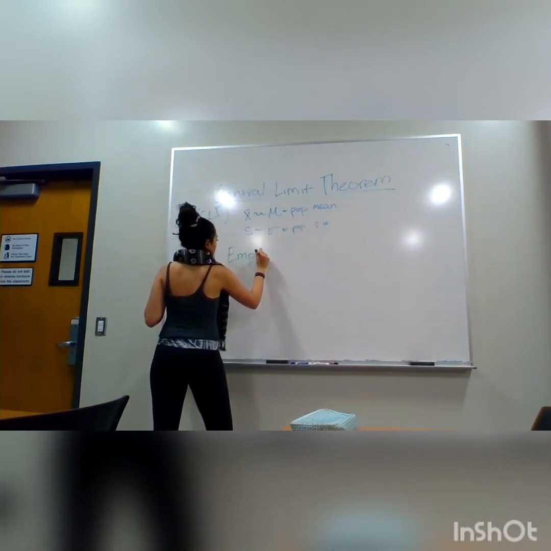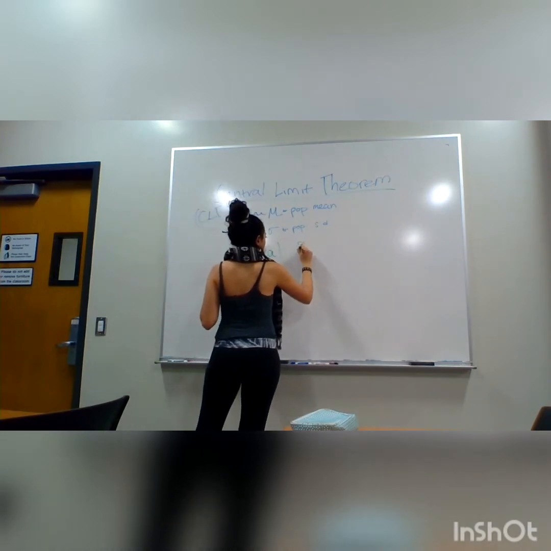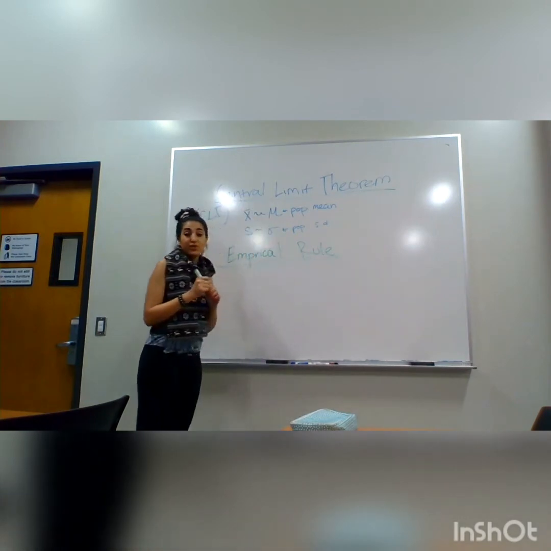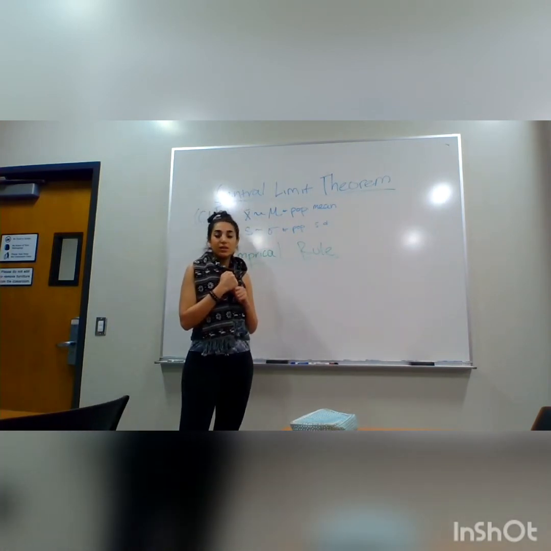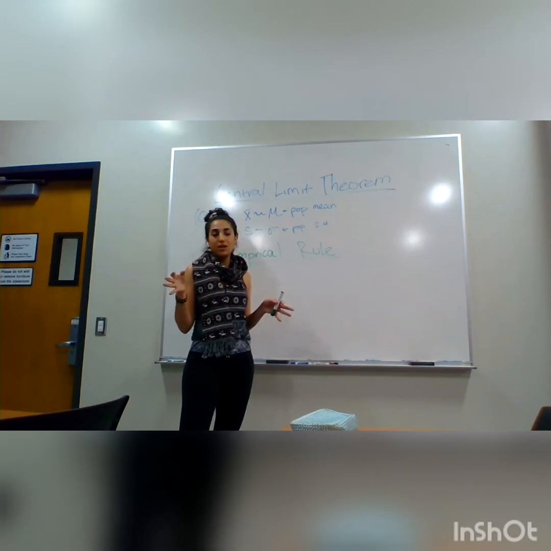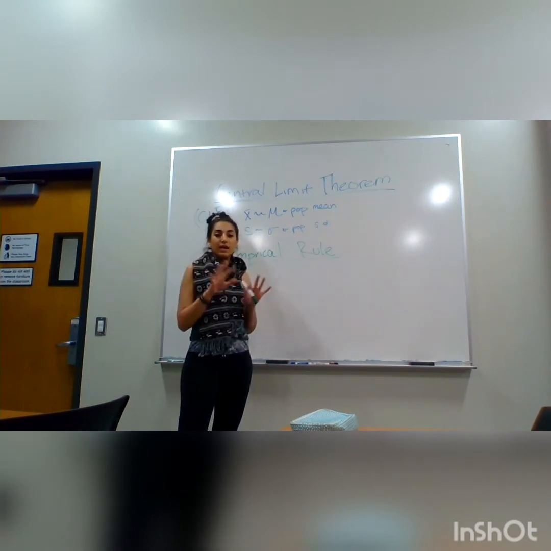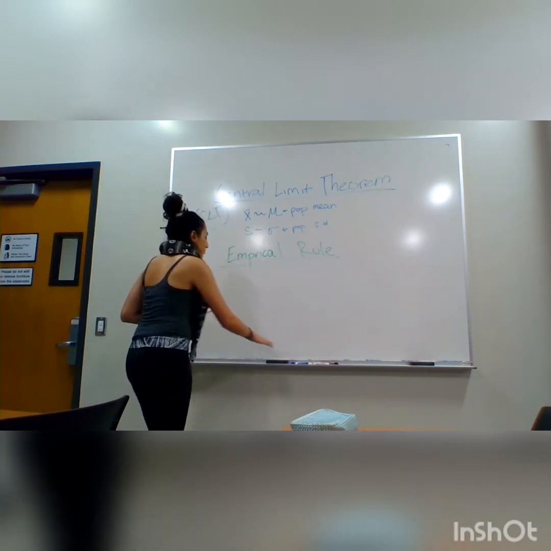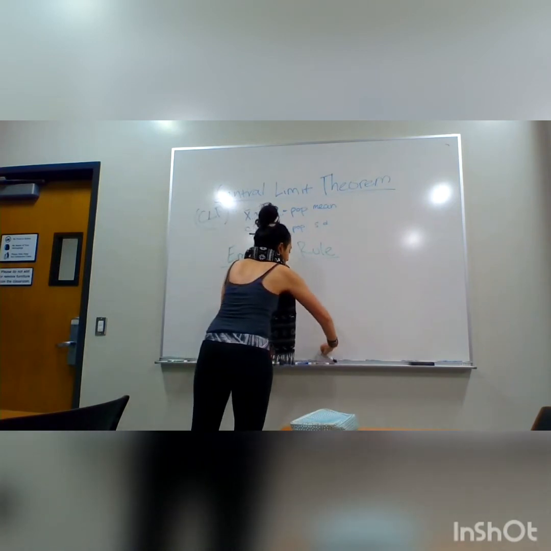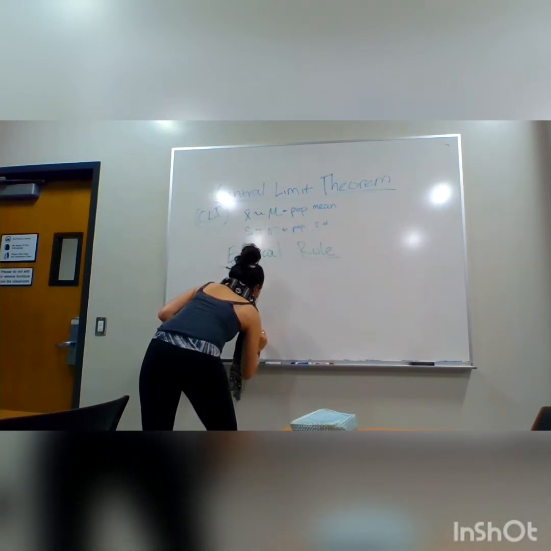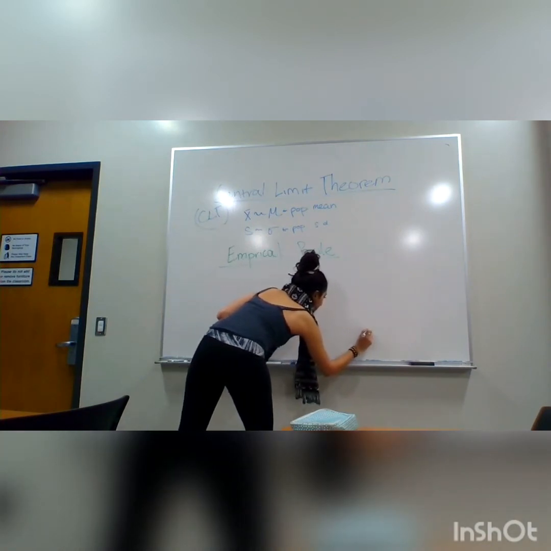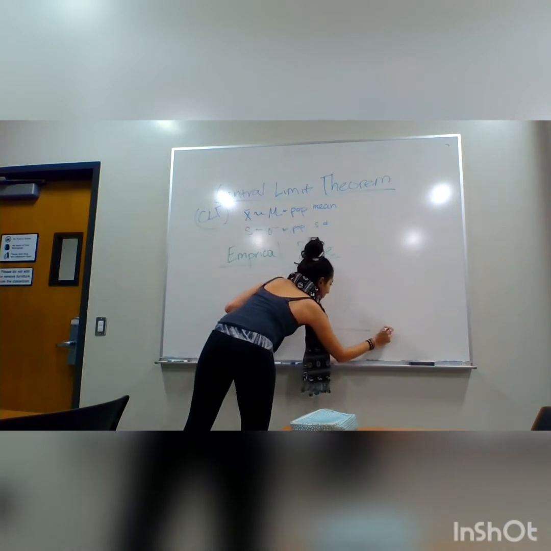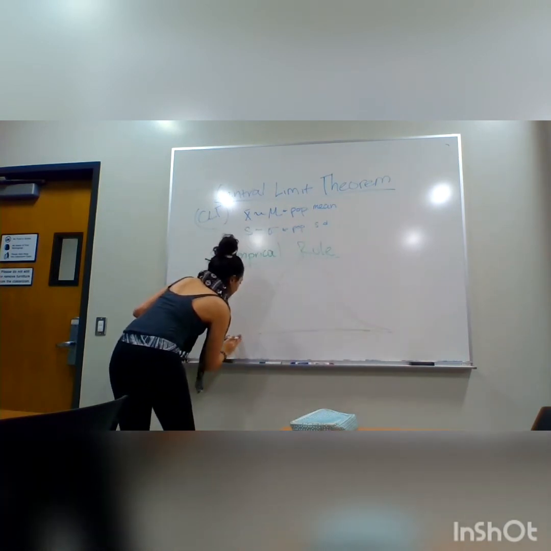The empirical rule, which is something really handy about the normal distribution. So it basically lets you, when you have the mean and the standard deviation, it lets you know where you fall in the population, what percentage of the population you're falling into. So I'm just going to draw a normal curve here.